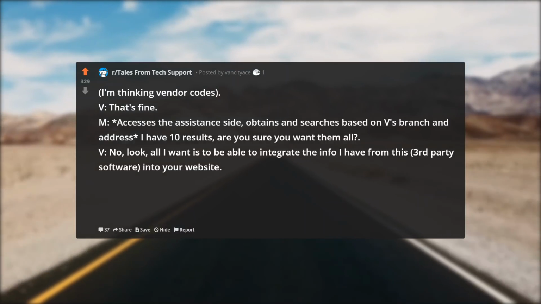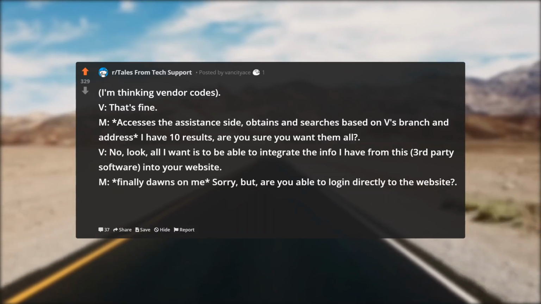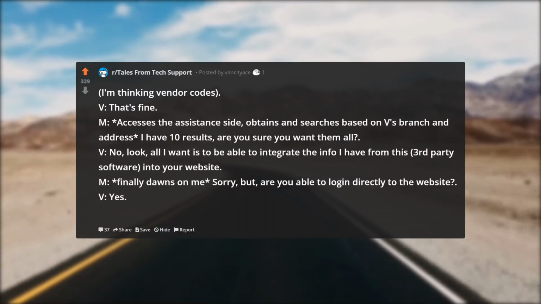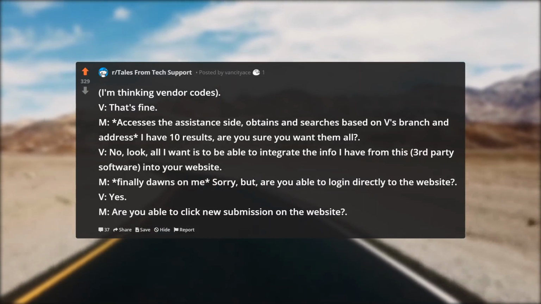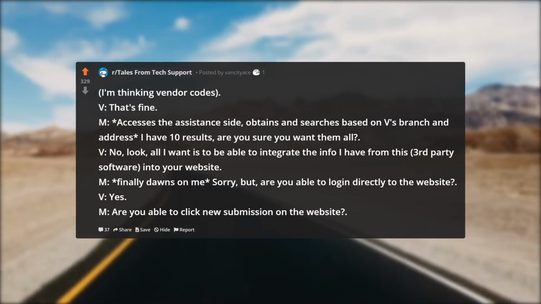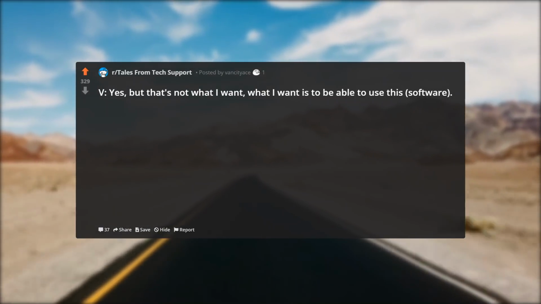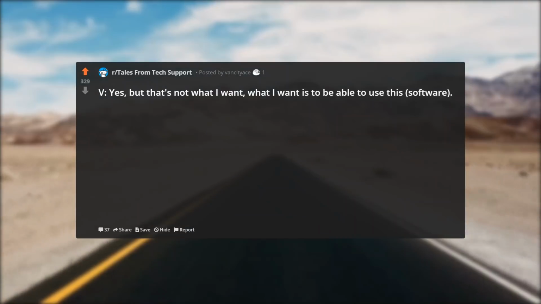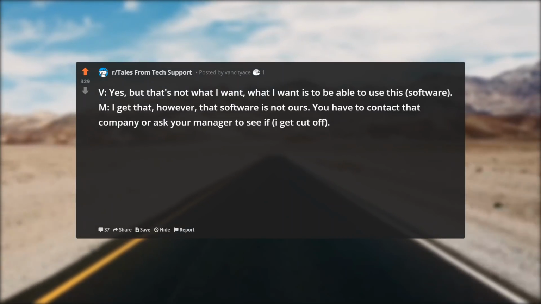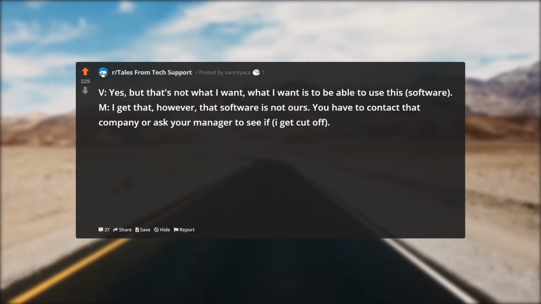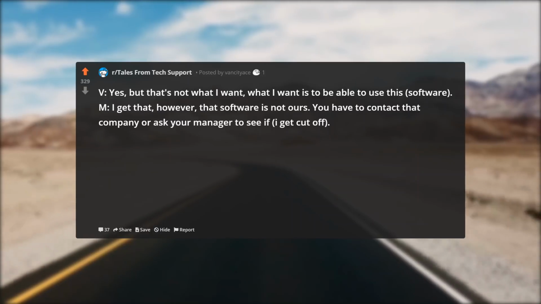into your website. M: Finally dawns on me. Sorry, but are you able to log in directly to the website? V: Yes. M: Are you able to click new submission on the website? V: Yes, but that's not what I want. What I want is to be able to use this software. M: I get that, however, that software is not ours. You have to contact that company or ask your manager to see if I get cut off.